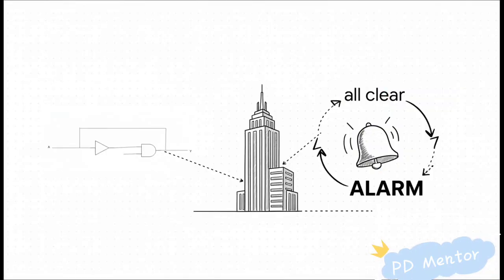To get a feel for the kind of chaos this causes, imagine that emergency alert system in our skyscraper. The all-clear signal gets sent out, but because of a tiny wiring flaw, that all-clear signal loops back and accidentally triggers the main alarm again, which then sends another all-clear, which triggers the alarm, forever. It's a complete meltdown. That's a combinational loop.